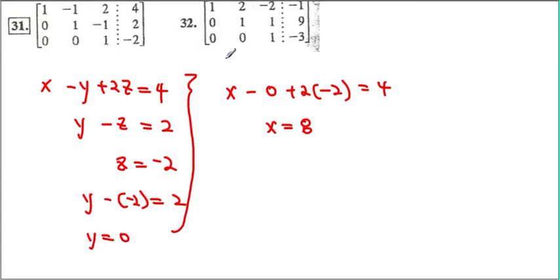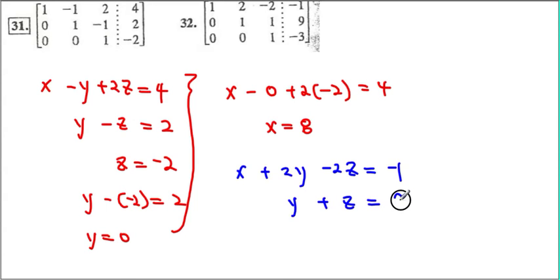How about this one, number 32? So x plus 2y, I'm going to just write it up here and then move it down. x plus 2y minus 2z is equal to negative 1, and then y plus z is equal to 9, and z is equal to negative 3.